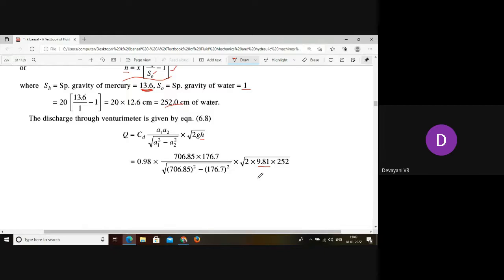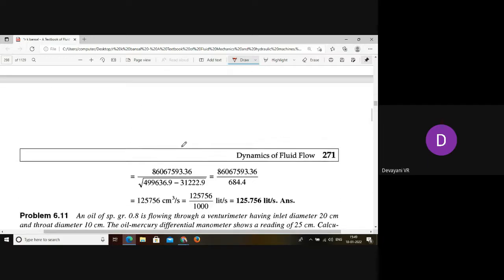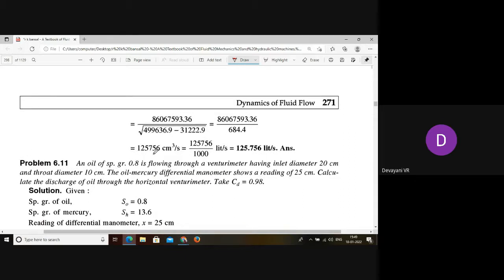So we should convert all the values into meters. Don't substitute the values in terms of centimeters. Always convert all the values into meters and then substitute the values. Why? Because in the formula we have G, and the value of G is 9.81 meter per second square. This value is in terms of meters, so we should substitute all the values in terms of meters only, but not in centimeters. Convert the values, substitute the values in terms of meters, and find the value of actual discharge. Okay, so that we can get the value of discharge like this, right?